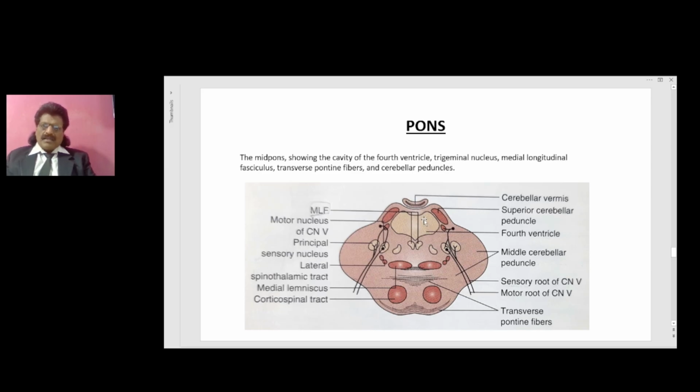So here the cerebellar vermis. This is the superior cerebellar peduncle. This is the 4th ventricle. This is the middle cerebellar peduncle. This is the sensory root of the trigeminal nerve. This is the motor root of the trigeminal nerve. These are transverse pontine fibers. There are extensive pontine fibers. You have the frontopontocerebellar tract going here. So the pons basically has a lot of transverse pontine fibers.